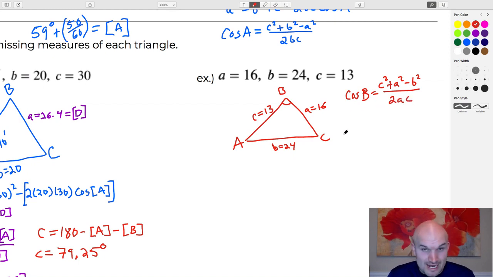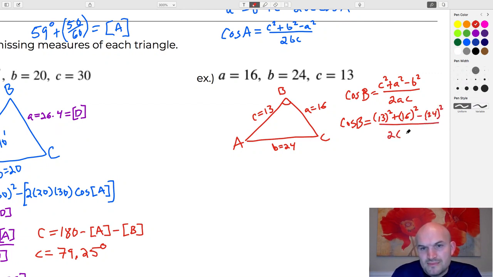All right, so now when I actually plug in the real numbers here, cosine of B is equal to, I'm going to use my parentheses, so we're going to have 13 squared plus 16 squared minus 24 squared all over 2 times A, which is 16, and then times C, which is 13. Okay, so let's just go ahead and type this in just to make sure that we got it correct.